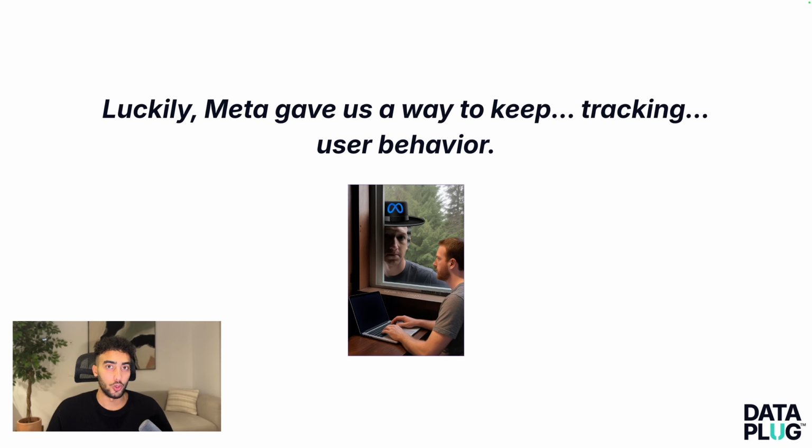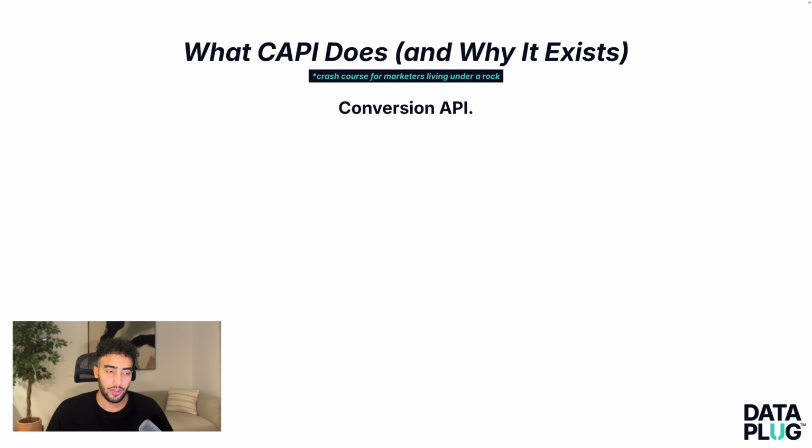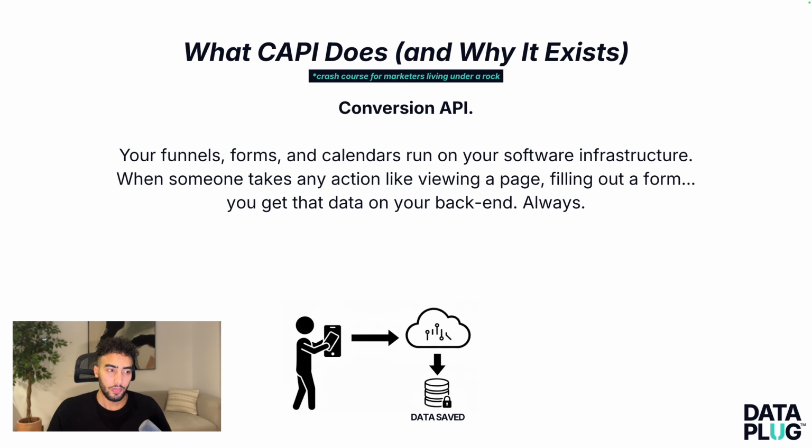Now, luckily, Meta gave us a way to keep tracking user behavior, and that's Conversion API, which is why you're here. So basically, your funnels and forms and calendars all run on your own software infrastructure or the software you're buying, like GHL, Zapier, and n8n, all of those where you're hosting your funnels and forms. So when someone takes any action, let's say on a GHL funnel or a GHL form, like viewing a page or filling out a form, you get that data on your backend, the software's backend, every single time, because that action is hosted within your servers.